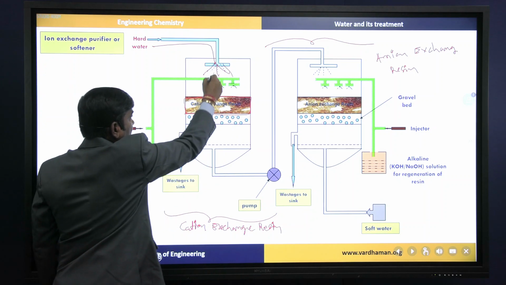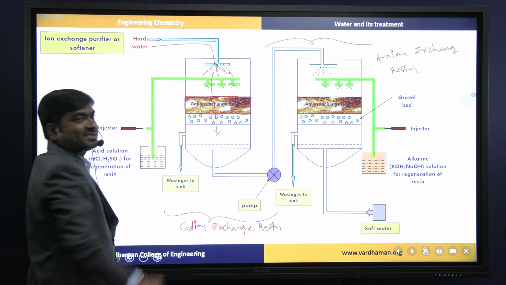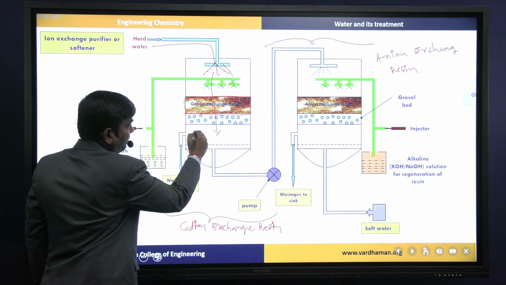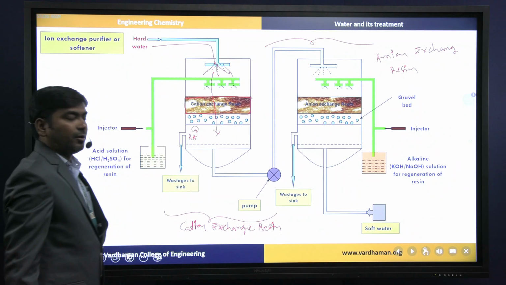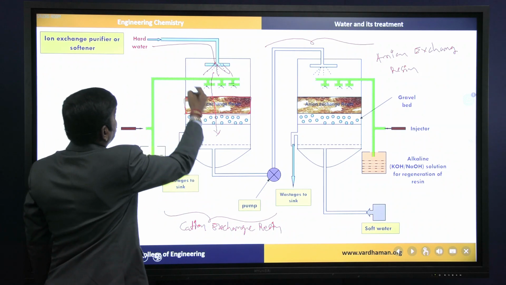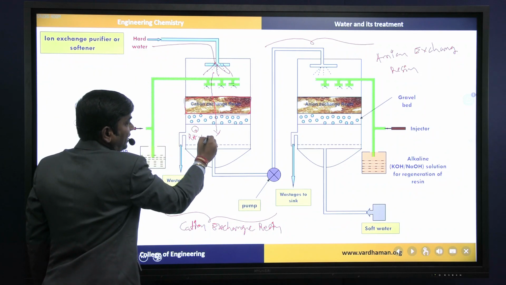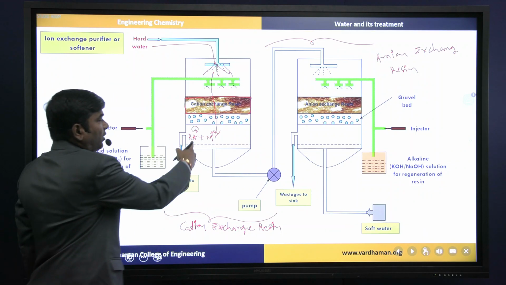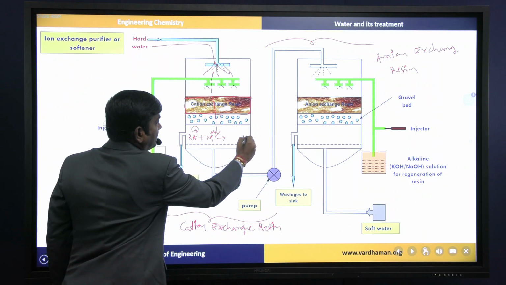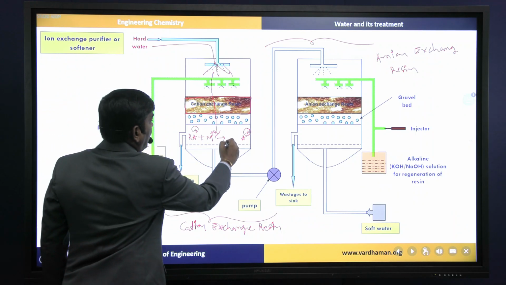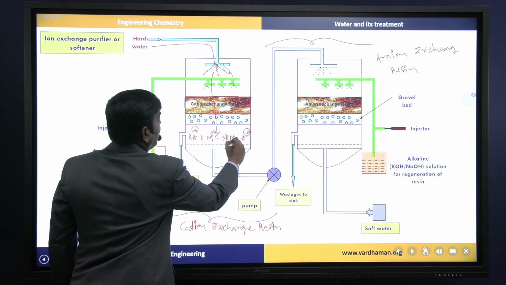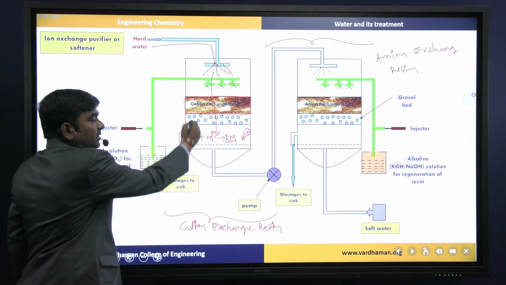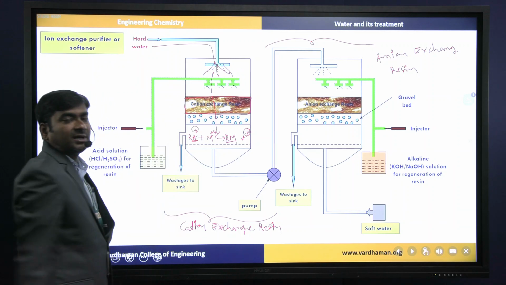That hard water passes through this bed, which we abbreviate as RH plus. Here all the cations in the hard water will react. Here I am writing M plus for the cation. The H plus ions will come out, and here I am writing RM. So in the cation exchange resin bed, all the cations are exchanged by H plus ions.